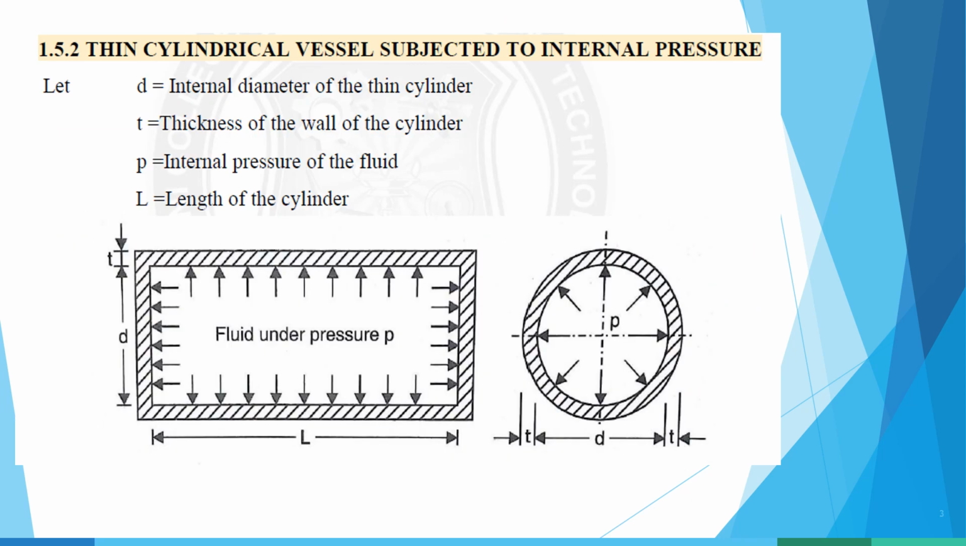Thin cylindrical vessels subjected to internal pressure. D is equal to the internal diameter of the thin cylinder. T is equal to the thickness of the wall of the cylinder. P is equal to the internal pressure of the fluid. L is equal to the length of the cylinder. The cross section of the cylinder diagram.